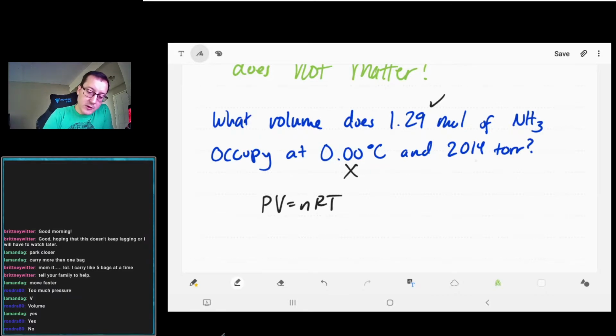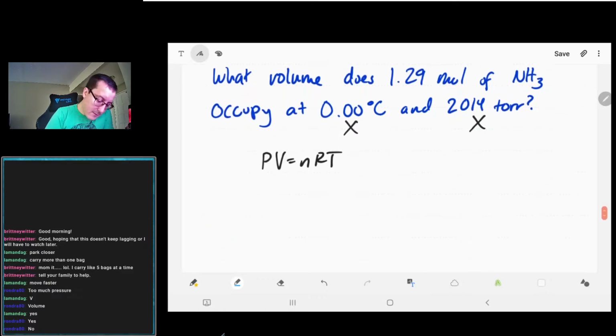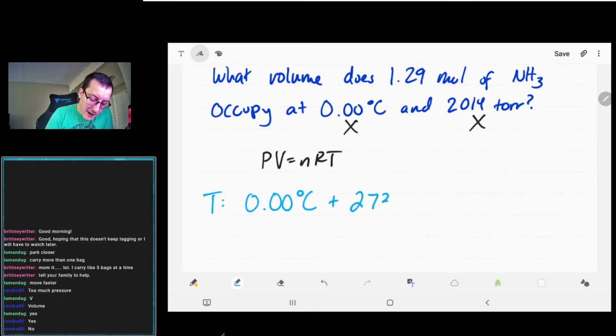And then torr also is not a unit that we can use right away, so we're going to have to mess with the units of this first. So let's mess with the temperature. If we remember, to go to Kelvin, we just have to add 273.15. So that tells us that this temperature is 273.15 Kelvin.